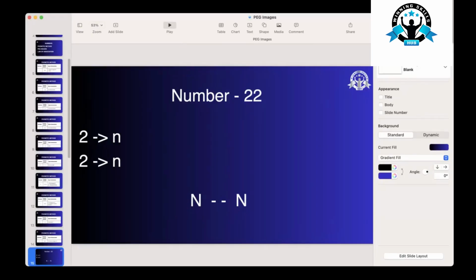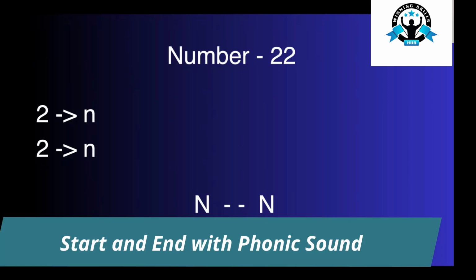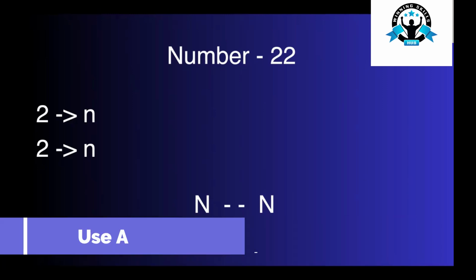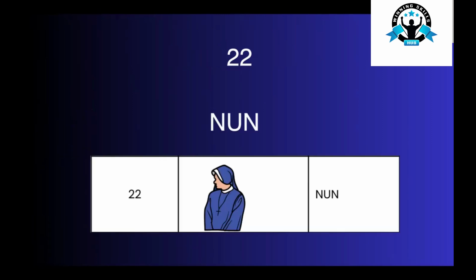So let us take 22. For 22, we have the phonic sound N, N. 2 denotes 2 downstrokes. Similarly, 2 again, N, which is the 2 downstrokes. So just make the word. To build that peg image, we should start with that phonic sound and end with the phonic sound. In between, we should use AEIOU. I have used U, which gives none. So for number 22, we have the peg image none.